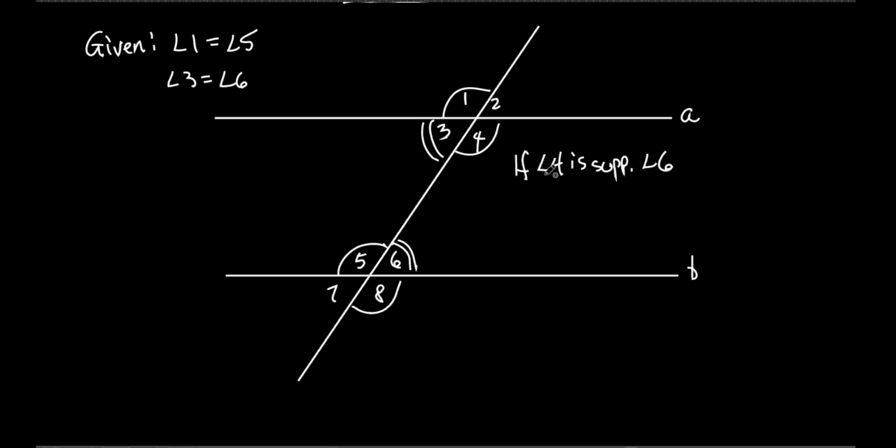Right. Okay. So if angle 4 is supplementary to angle 6, then what must be true about the two lines? The two lines together, they are parallel, right? So what can I write? A is parallel to B. Remember the parallel symbol? That's what parallel means, this thing right there. So if angle 4 is supplementary to angle 6, then A and B are parallel.